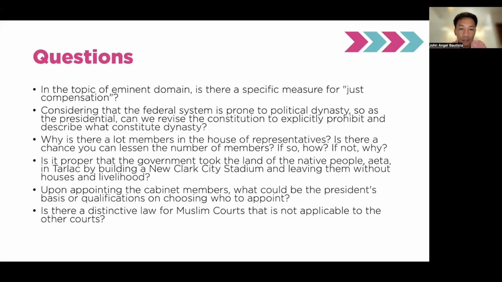Is there a distinctive law for Muslim courts that is not applicable to other courts? There is what we call the Sharia law, and there are yung personal laws. Muslim personal laws under the Sharia law are parang made an exception, no? And they are tried in Sharia courts.